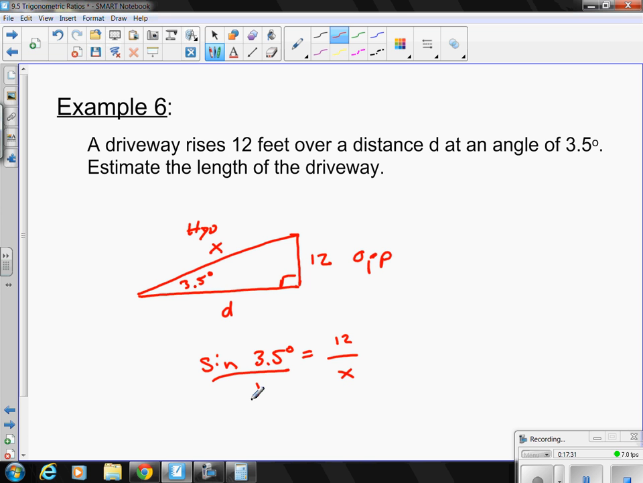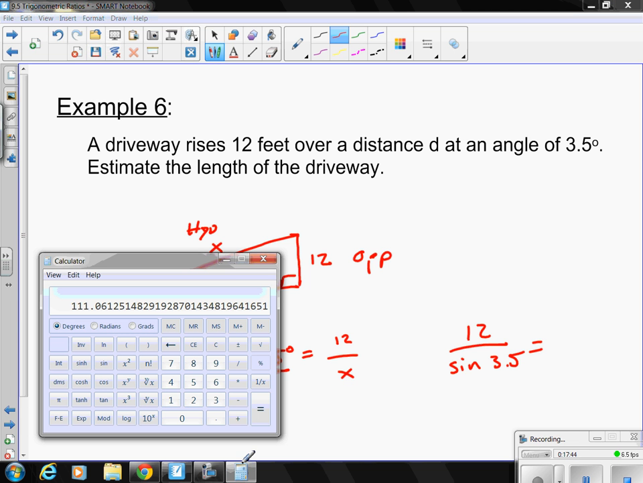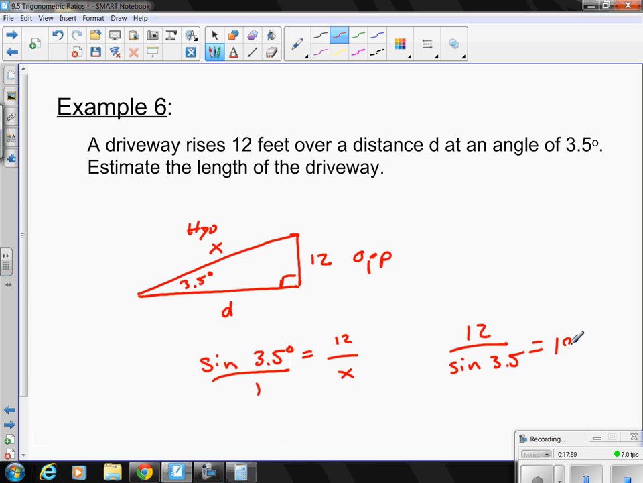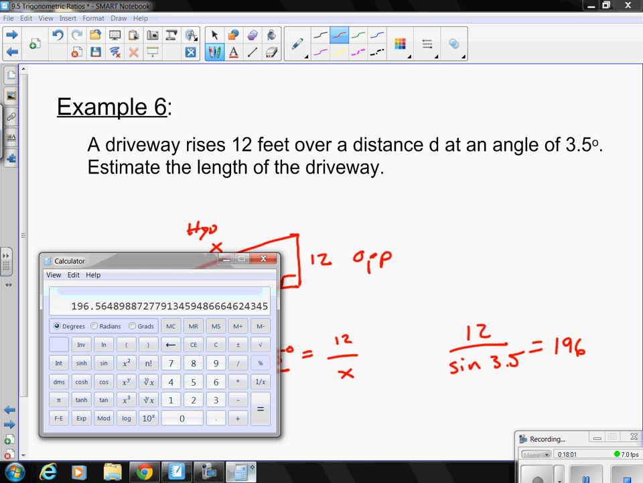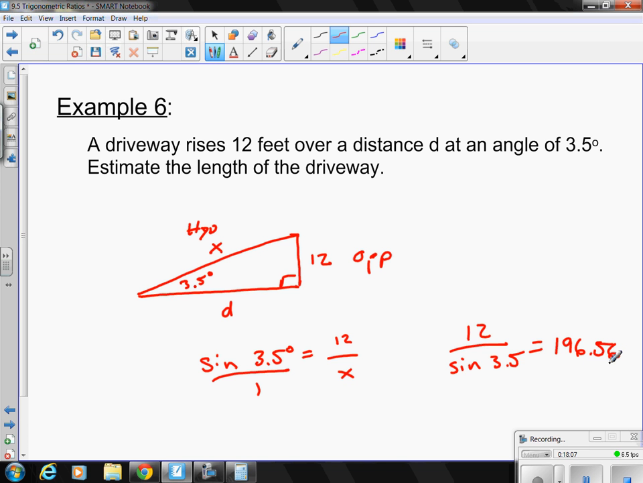Solve this by putting it over 1. I cross multiply and divide by the sine of 3.5. That's going to tell me my answer. 12 divided by the sine of 3.5. That's what I'm looking for. So I'm confident when I hit equals, 196.56. And that kind of makes sense. That's a very narrow angle, so you're going to get a long driveway that way.